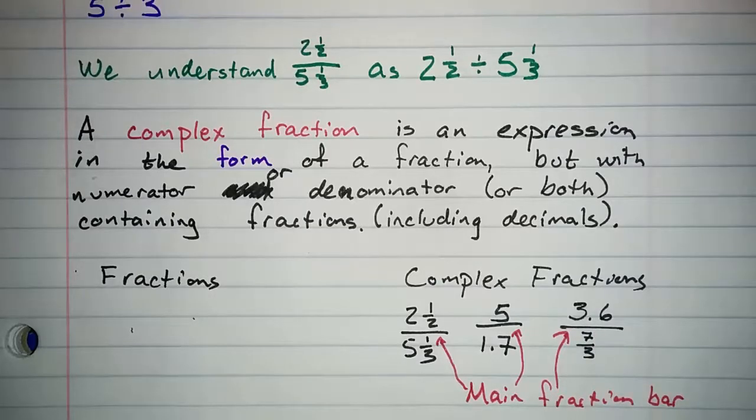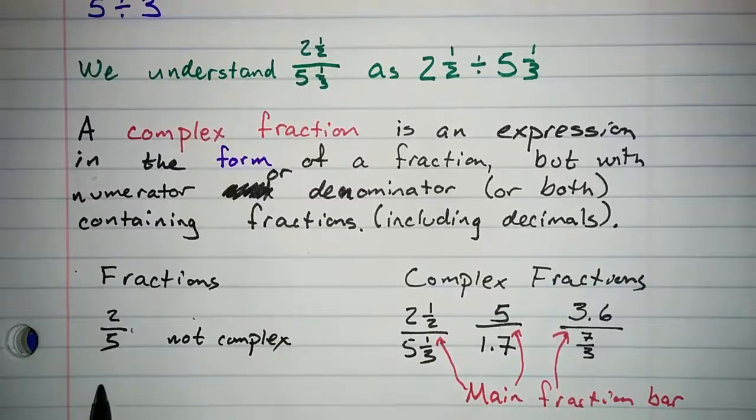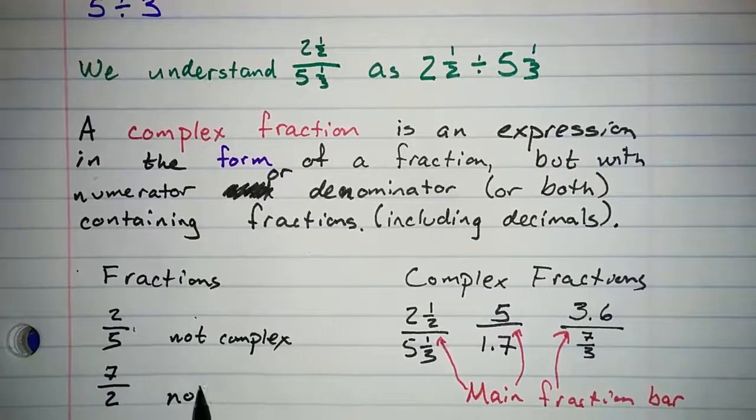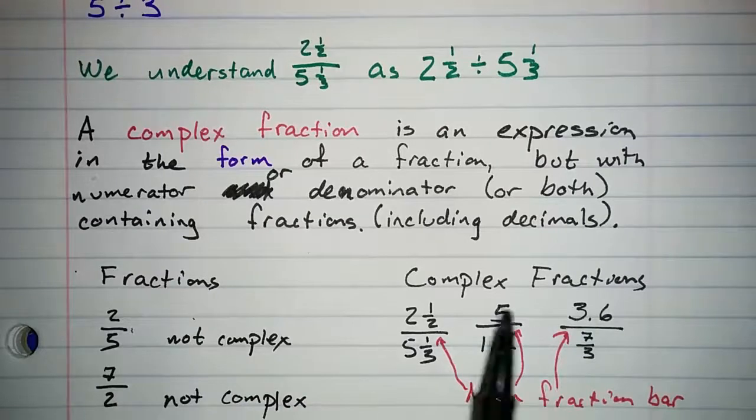Right? So complex fractions include a fraction or decimal in at least one of the numerator and denominator. That means a proper fraction is not a complex fraction. An improper fraction is also not a complex fraction. To be a complex fraction, we must include fractions or decimals in at least one of the numerator and denominator.